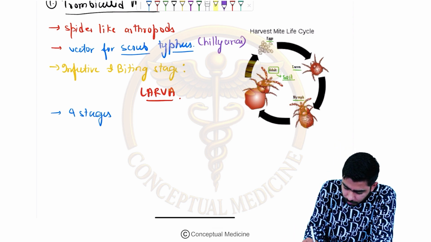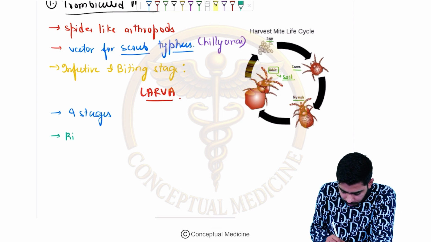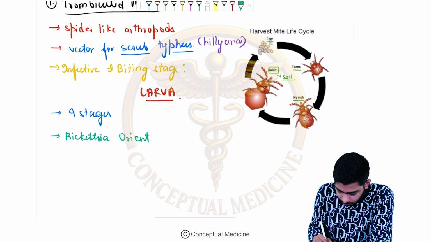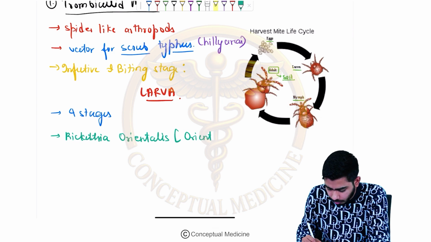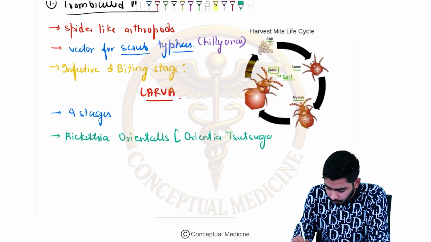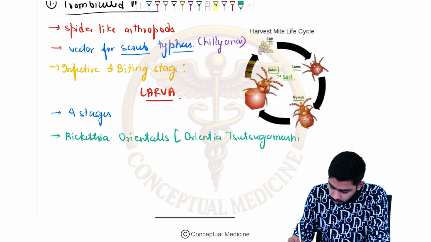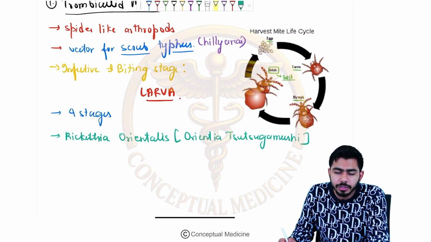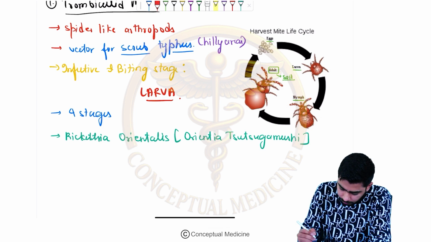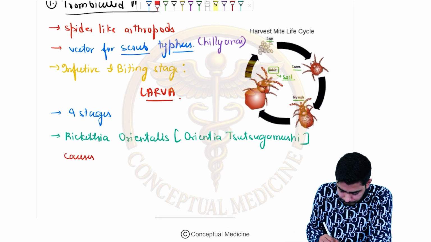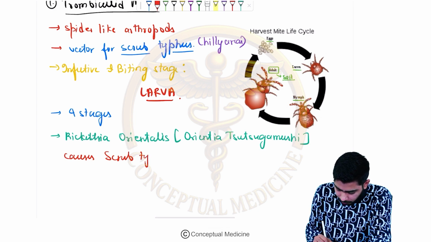So I'm just writing it once again over here. Rickettsia orientalis, which is also called Orientia tsutsugamushi. The T is silent over here. They cause Scrub-Typhus. Okay, so very important for the exam, and I'm sure you must have studied this in your microbiology as well, right?